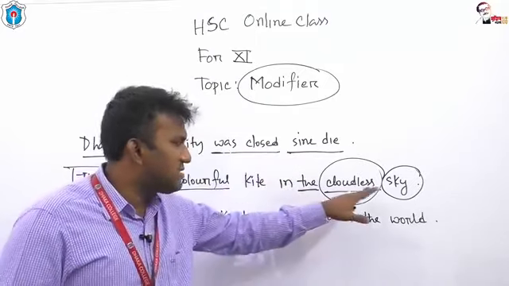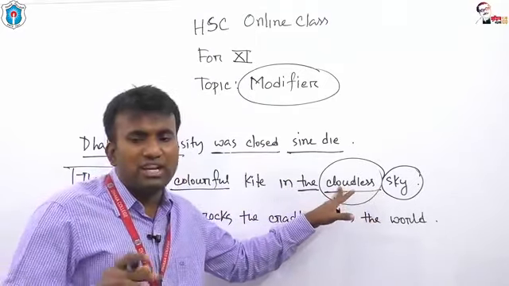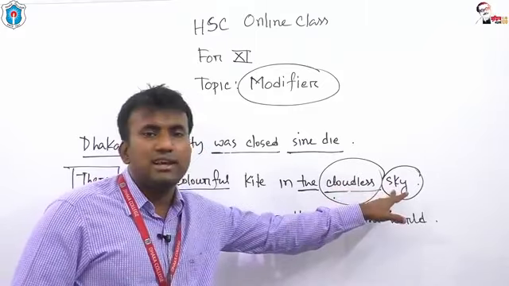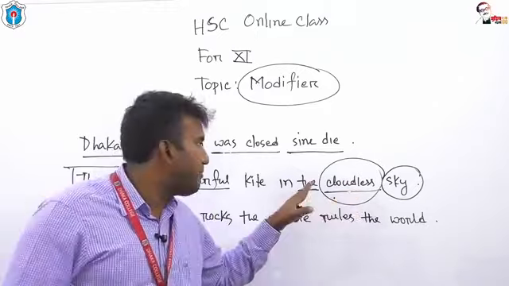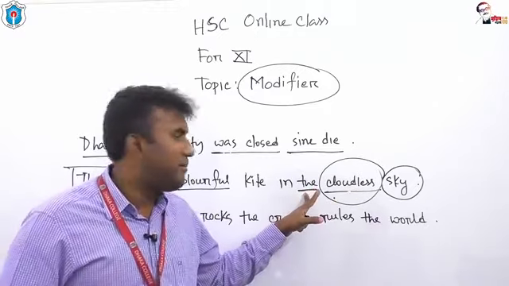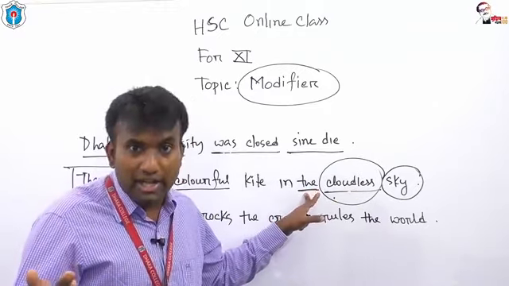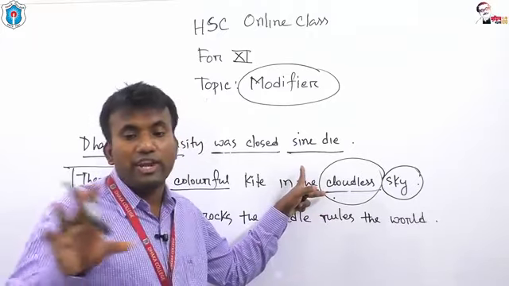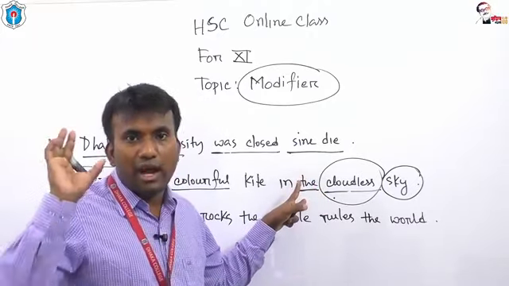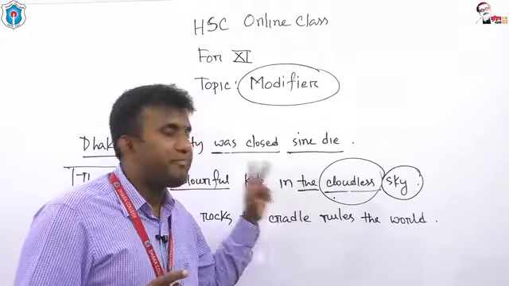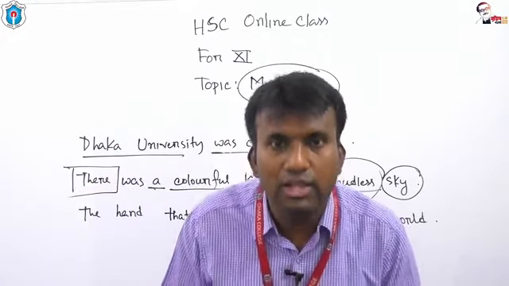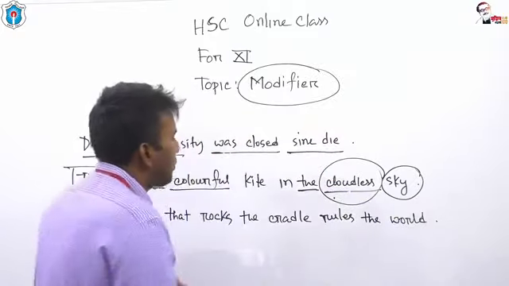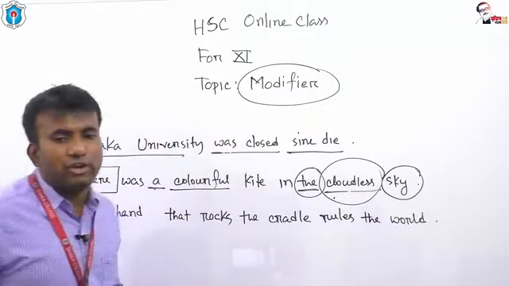So my dear students, up to this part we have got that cloudless is such a word which qualifies sky. That's why cloudless is a modifier and it has become an adjective. "The" is an article, but we have already learned that articles are called determiners. Determiners or articles always modify, always qualify a noun. That's why I can say "the" is a modifier.